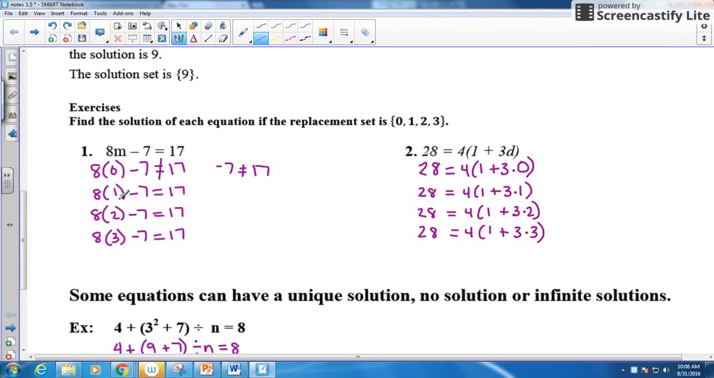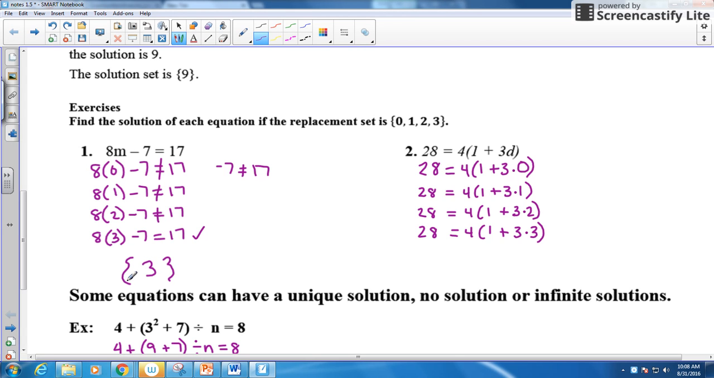8 times 1 is 8. Well, 8 minus 7 gives us 1, which does not equal 17. So that's false. 8 times 2 is 16. 16 minus 7 is 9. That does not equal 17, so that one's false. 8 times 3 is 24. 24 minus 7 does equal 17. So that is the one that's true. And so our solution set would be 3 because that's the member.